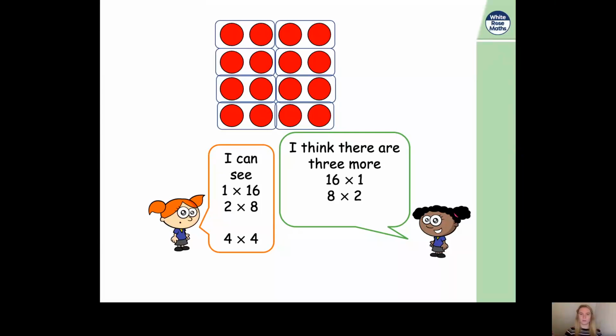Now, she's also said 4 multiplied by 4. Now, is that a different multiplication? Because the other girl said 4 multiplied by 4. So, no, it isn't, is it? Because 4 and 4 are the same number. So you can't change them round like the other ones, can you? So therefore, she cannot have 4 multiplied by 4 because the other girl's already got it.